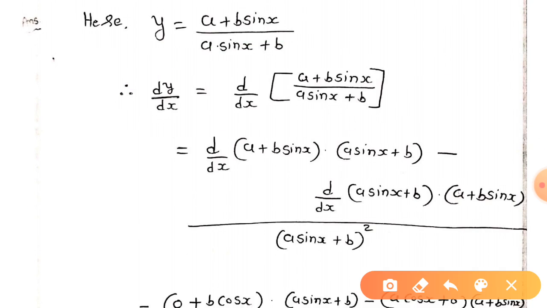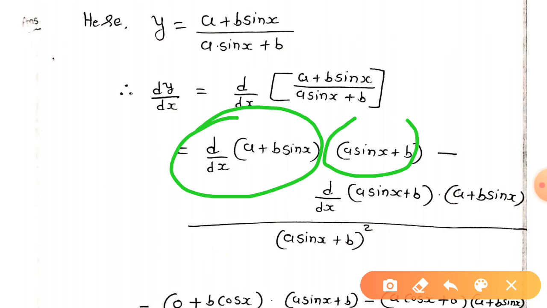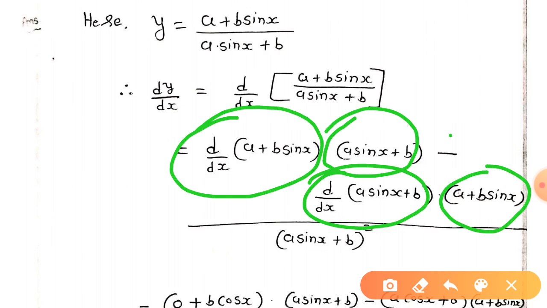Okay, use the formula. What is the formula? It says that numerator's differentiation, denominator as it is, put a minus sign. Take the denominator's differentiation, put the numerator as it is. Put the denominator, and take the denominator square.